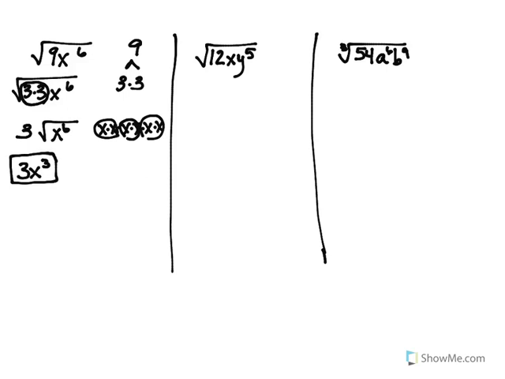All right. Now, the shortcut is to take the nth root and divide it into the exponent. So this is a square root, and we ask how many 2's are inside of 6? 3. So that lets us know right there that there are 3 groups of x's, and that would be your answer. So then let's go to the square root of 12, xy to the 5th power.